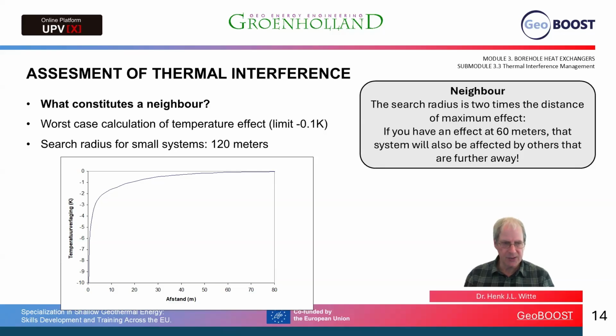So the search radius for small systems in our case is 120 meters. In fact, when you want to also consider larger systems, larger than 70 kilowatt underground thermal capacity, then the search radius will be 350 meters. And if you do not have any big system in that search radius, you can continue with the search radius of 120 meters for smaller systems.